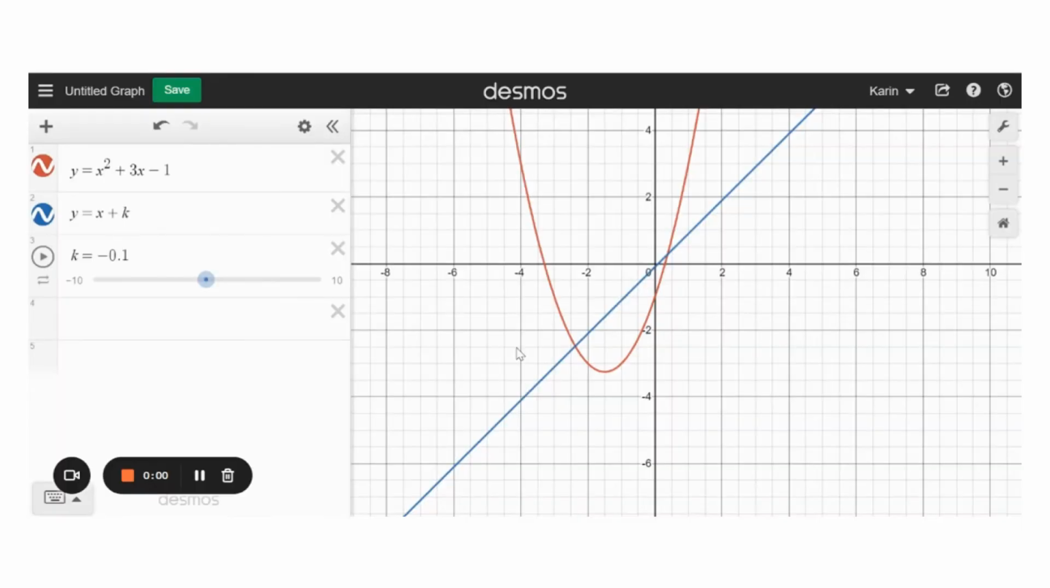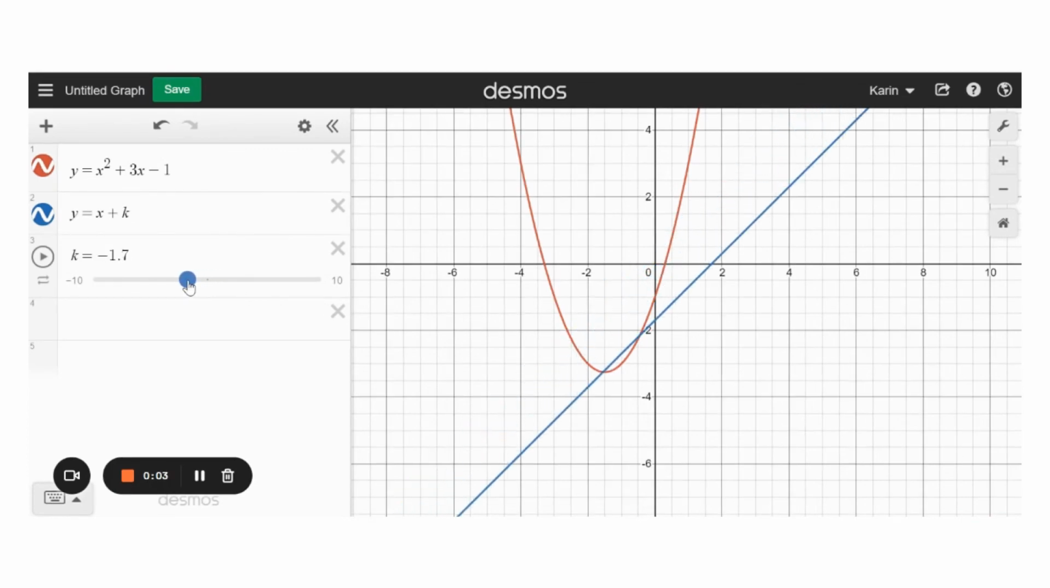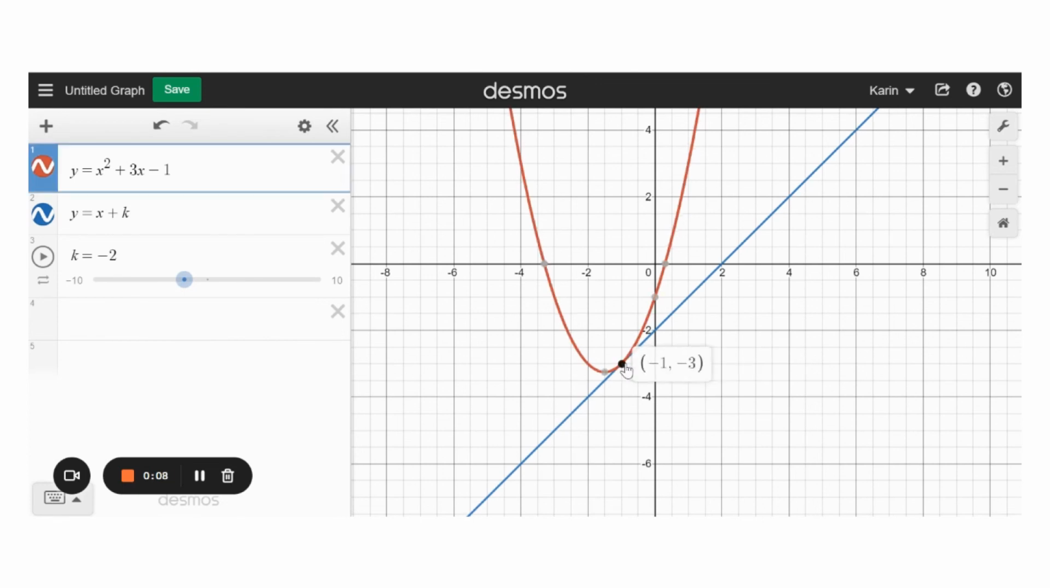So I actually put this into Desmos so that you can have a look at it. We have our parabola, y equals x squared plus 3x take away 1, and our line, y equals x plus k, and I've made k into a slider. Now have a look what happens when I make k go down towards negative 2. It just touches at one point. That's called a tangent, so there's only one solution. But any k value greater than negative 2, that line cuts the parabola in 2 places.